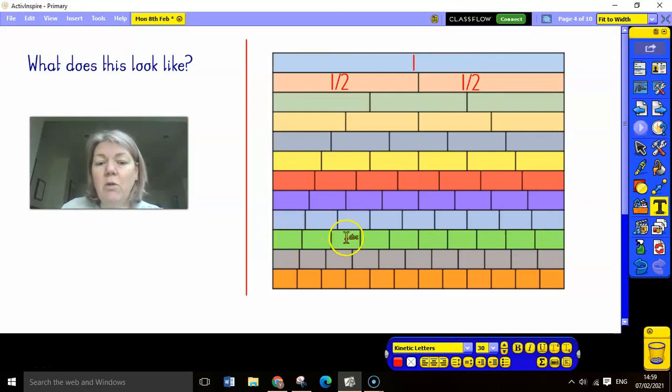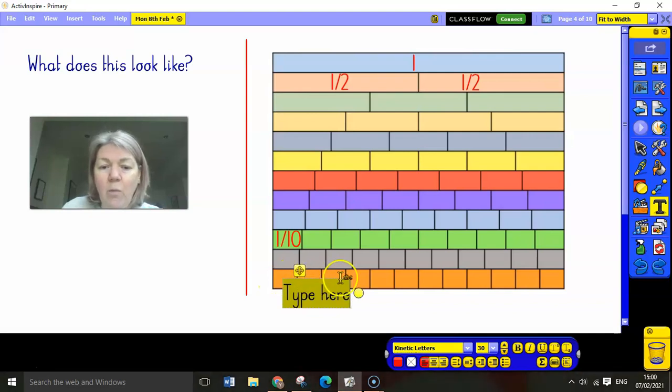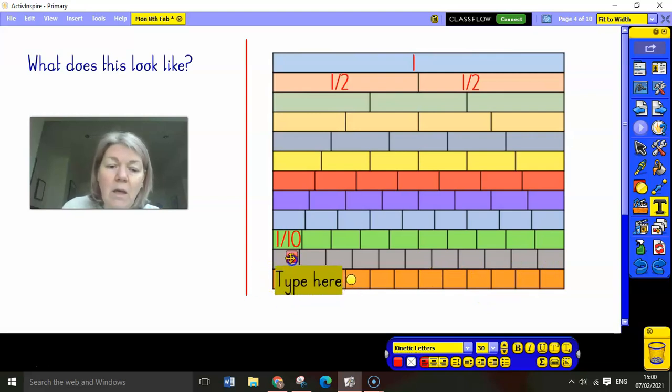I've got 1, 2, 3, 4, 5, 6, 7, 8, 9, 10 equal parts. So I know that one of these smaller sections is 1/10. And then I go further down and I can see I've got here 1, 2, 3, 4, 5, 6, 7, 8, 9, 10, 11, 12 equal parts to this 1 whole. So down here we're working in 12ths.